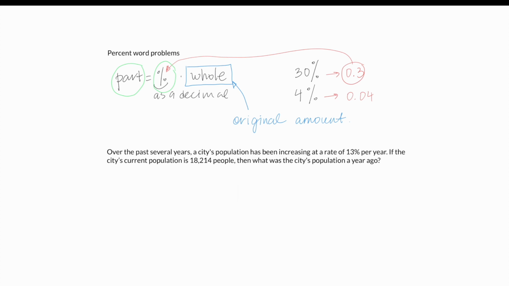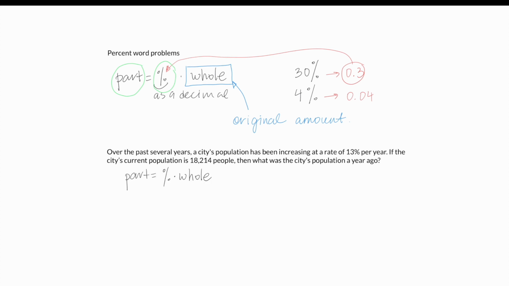Well, without further ado, let's look at this first example here. It says, over the past several years, a city's population has been increasing at a rate of 13% per year. If the city's current population is 18,214 people, then what was the city's population a year ago? Well, I'm going to write my formula.